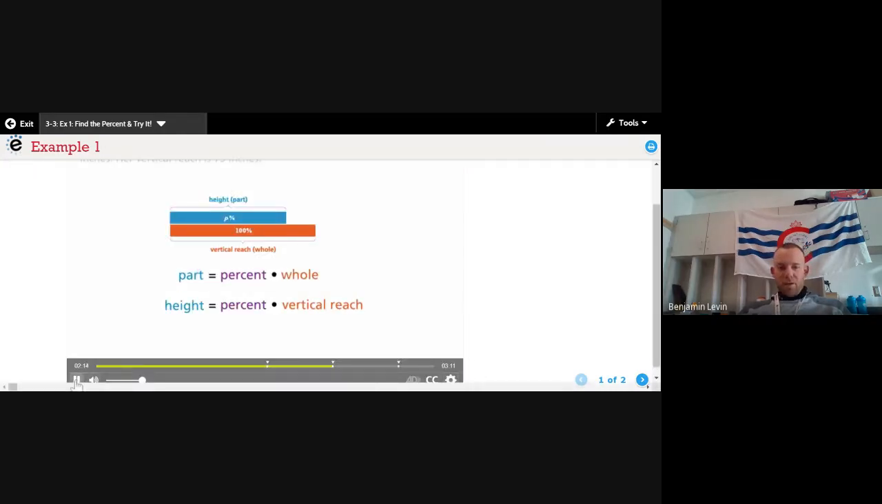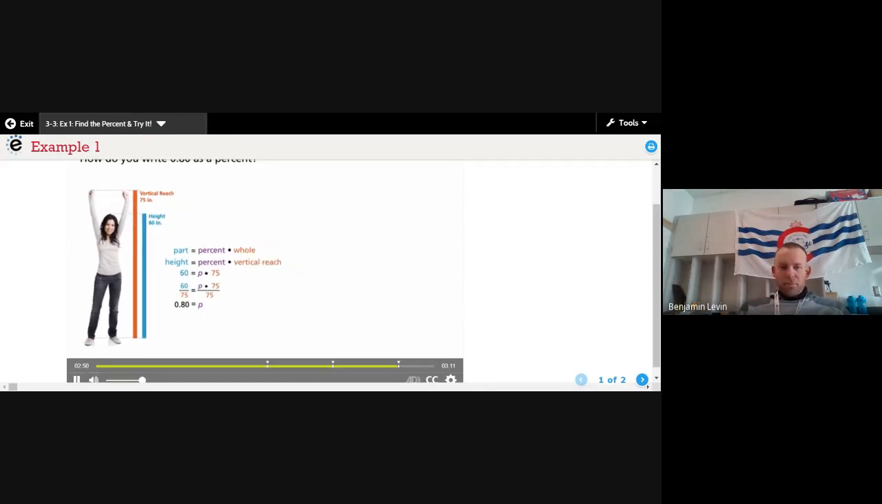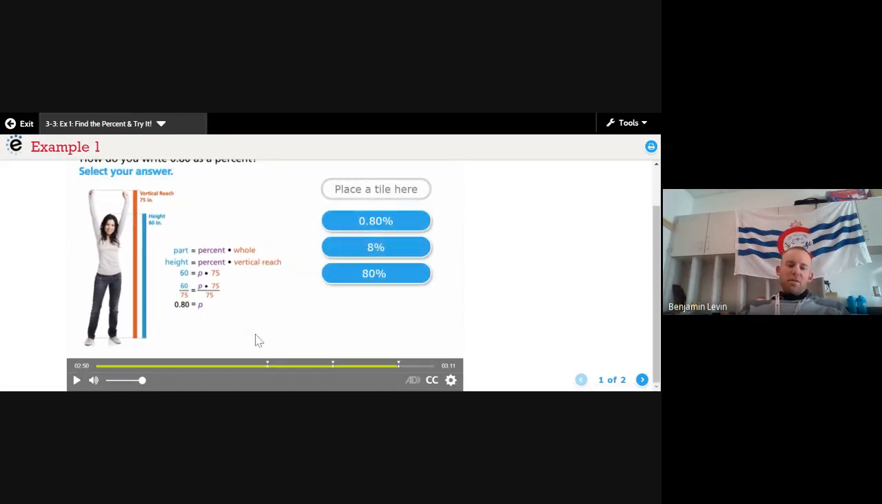All right. We can use the data we know to solve the percent equation. Maria's height is 60 inches, which is equal to percent, or P, times Maria's vertical reach of 75 inches. Use inverse operations to solve for P. 60/75 is equal to p times 75 over 75. So 80/100 is equal to p. How do you write 80/100 as a percent? Well, we know this. Select your answer.